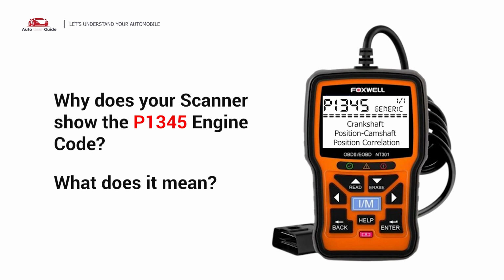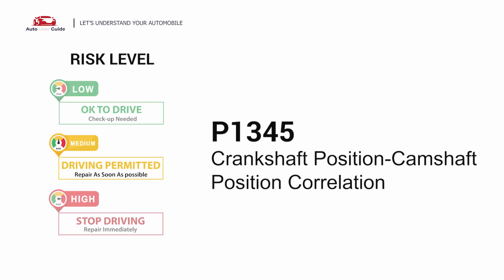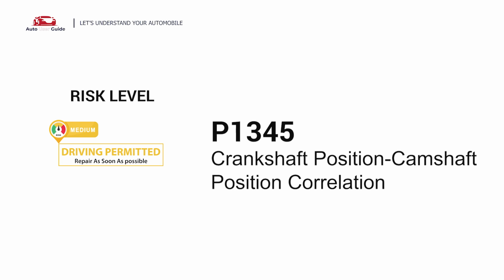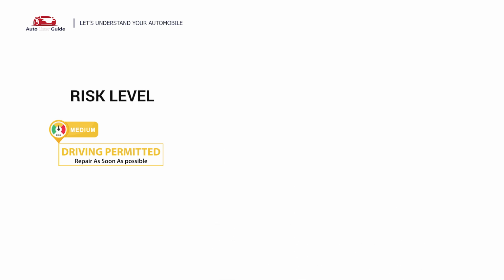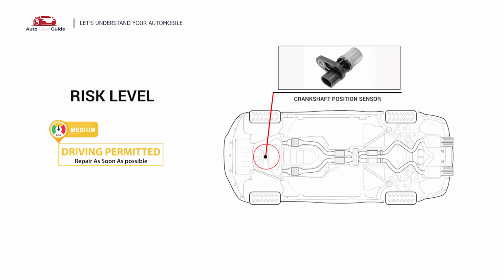Why does your scanner show the P1345 engine code? What does it mean? P1345 is a diagnostic trouble code for crankshaft position, camshaft position correlation. This error code indicates a camshaft position sensor and crankshaft position sensor correlation fault. Under this circumstance, short-distance driving is permitted, but your vehicle should be repaired as soon as possible.